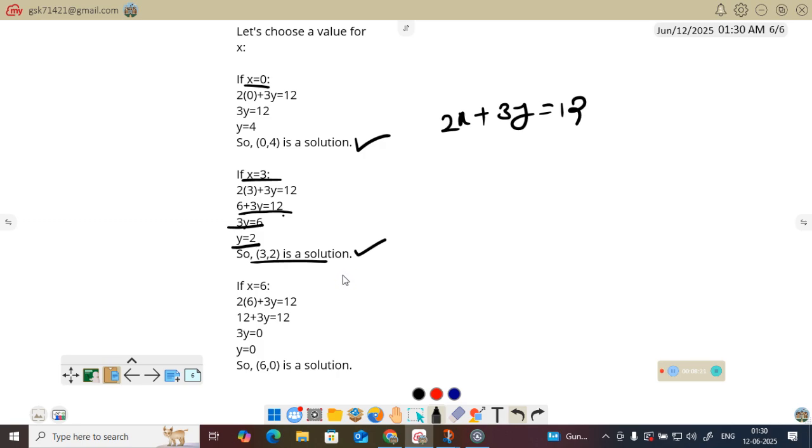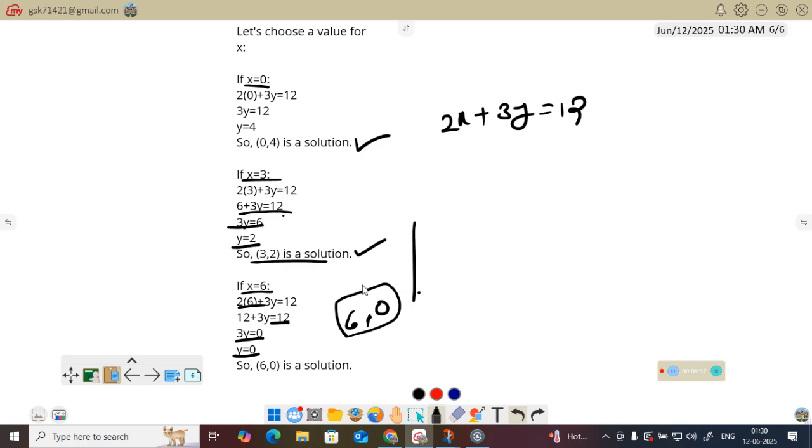Further, student, we will suppose another value of x, that is x equal to 6, and put this value in the equation, and we get 12 plus 3y equal to 12. So 3y equal to 0 and y equal to 0. What is the value of x and y? That is 6 and 0. x equal to 6 and y equal to 0.